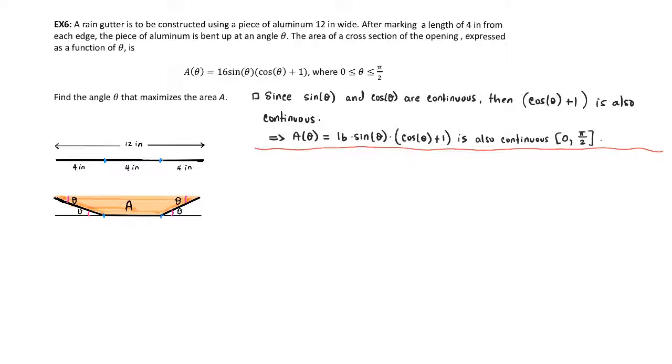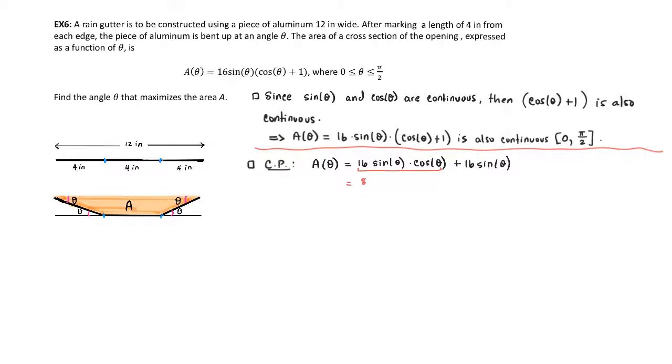Now let's go ahead and find critical points. So this is the second thing that I want to do, because remember, I want to apply the extreme value theorem. So I need critical points. In order to find critical points, I will first re-express the function. Before differentiating, I will take A of theta and re-express it as 16 times sine theta times cosine theta plus 16 sine theta.